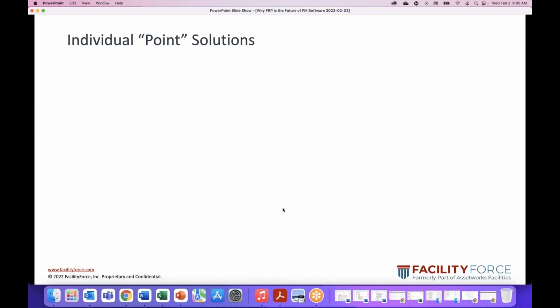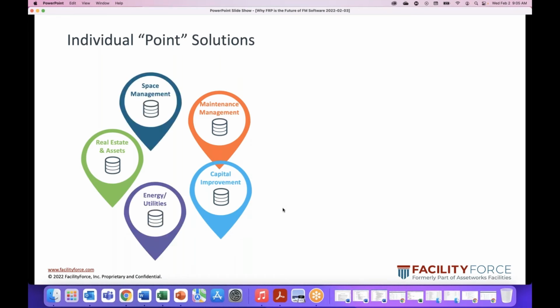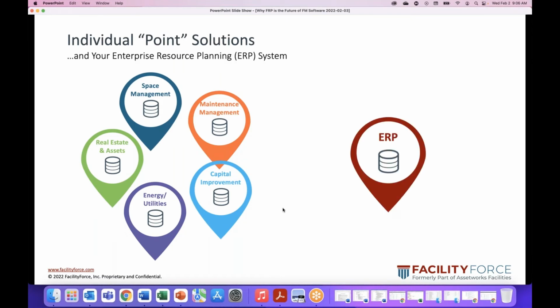Now, just a little bit about the history of how software has evolved to serve the facilities market. How it started out is your maintenance department may have adopted a CMMS solution. Your real estate group may have adopted a software solution to manage property and leases. Capital improvement might have purchased a capital project management system, and so on. Kind of get the idea. And then your organization overall has what's probably called an ERP system to manage overall finances and HR for your entire organization.